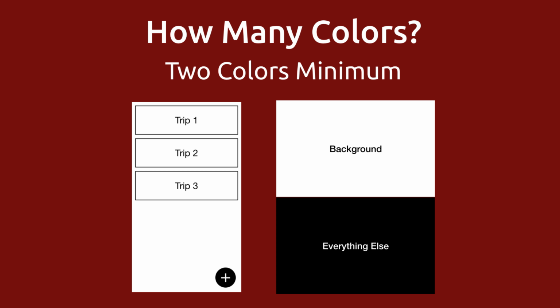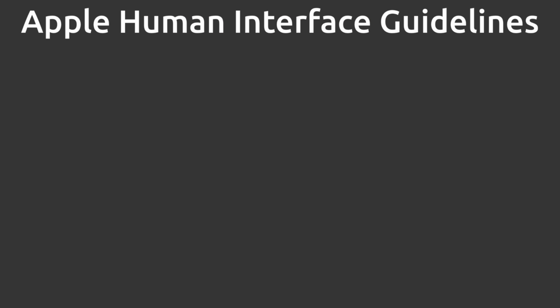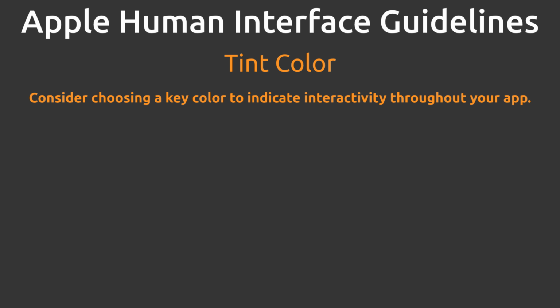But hold on. Apple doesn't quite agree with this. In Apple's human interface guidelines, they recommend using colors to show which elements a user can interact with. And this is what's called the tint color. So they say, consider choosing a key color to indicate interactivity throughout your app.